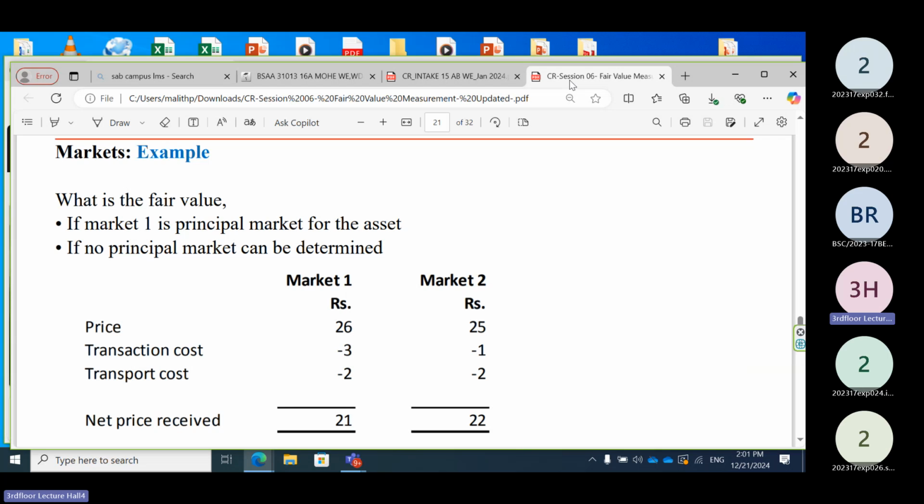The presumption is that if we are having a principal market, as a player in the market, we do most of the transactions in the principal market. Based on that, we have the price and the transport cost. To go to that market for most of the transactions, we have this much transport cost. That is the answer.